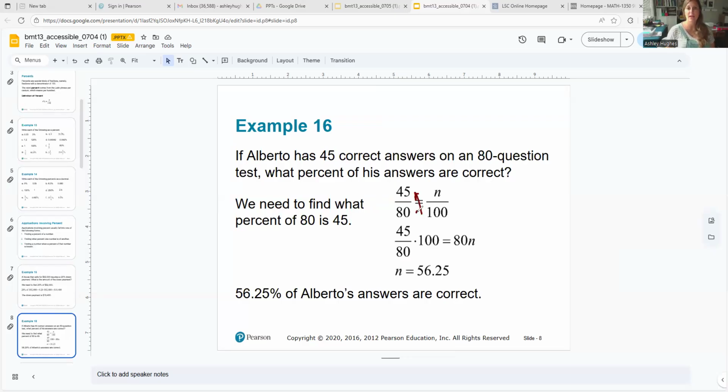So you're going to cross multiply. Usually I cross multiply and I show it like that. So I'll do 4,500 divided by 80, and then you divide by 80. And so we get 56.25. So his grade would be a 56.